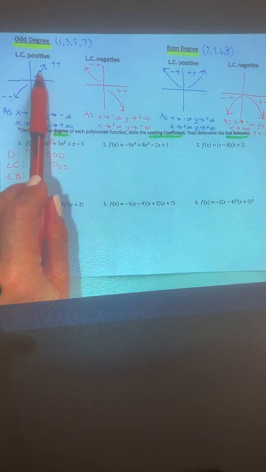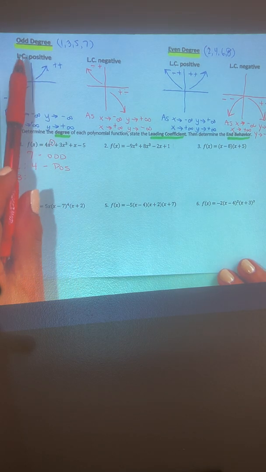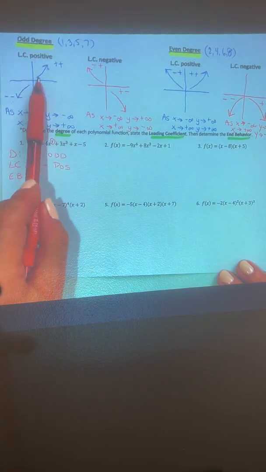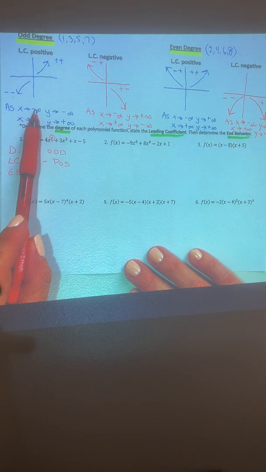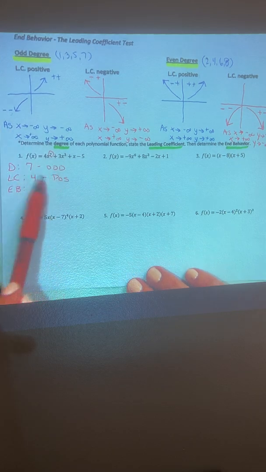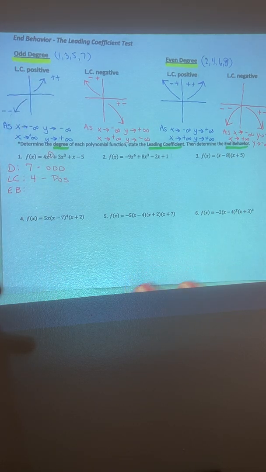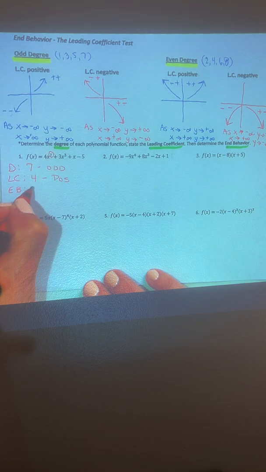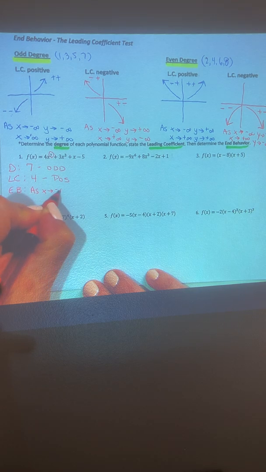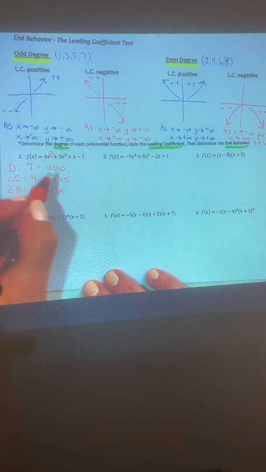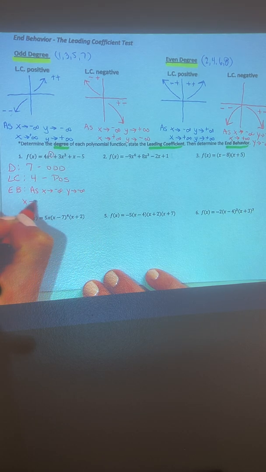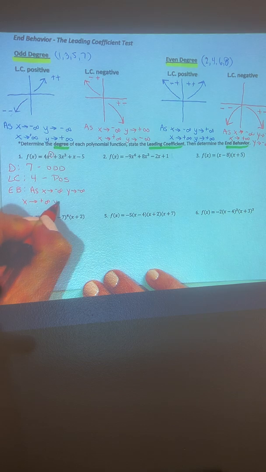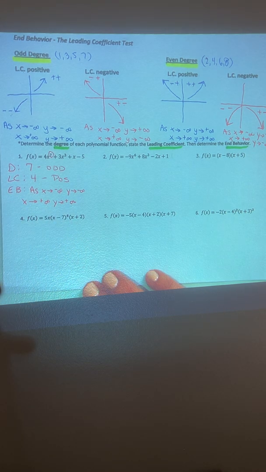Odd positive. See that? Leading coefficient, it's odd, and leading coefficient positive. So a positive is going to look like this. So what's the end behavior? It's going to be this one. Does that make sense? Odd, positive. So that's my end behavior. All right, and we're going to write that as x approaches negative infinity, y approaches negative infinity, as x approaches positive infinity, y approaches positive infinity. And there we go.